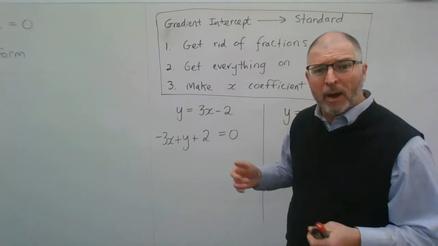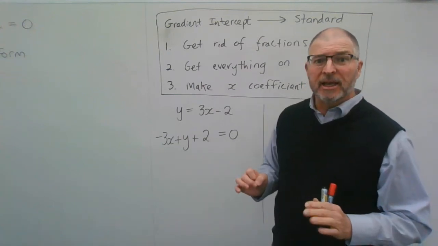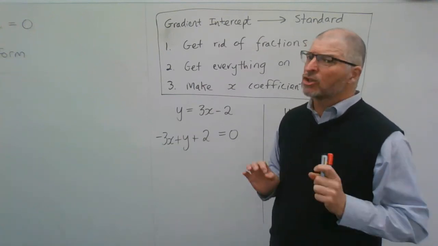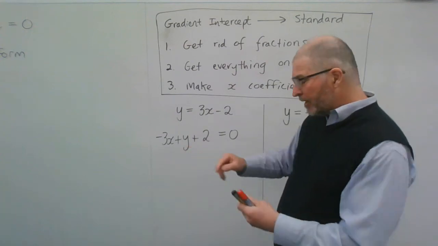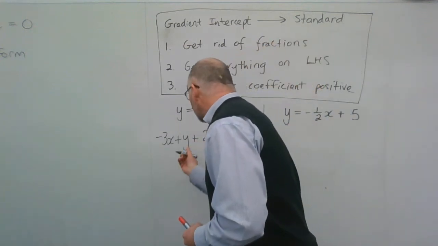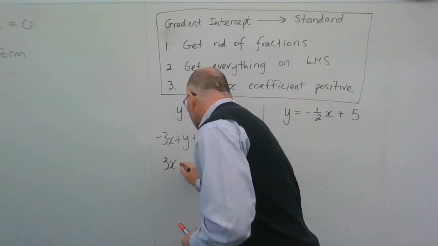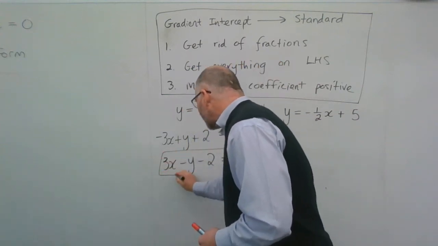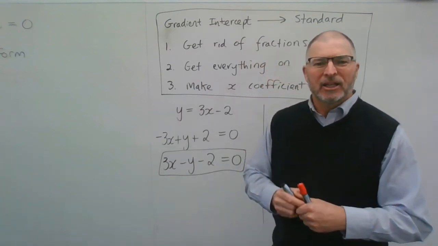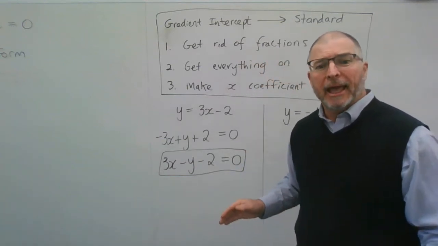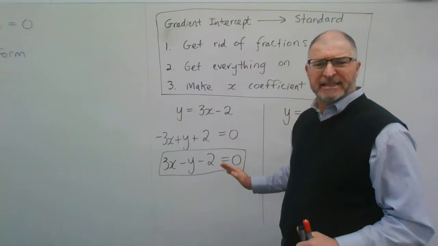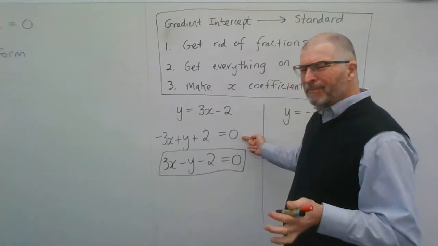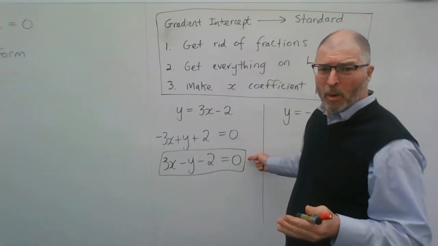Multiplying everything by -1. You can just change all the signs in an equation whenever you want to, as long as you change them all. So I'm going to change all the signs here. I've got 3x minus y minus 2 equals 0. That there would be written in general or standard form in the most conventional, most acceptable way. This here, that'd be acceptable, but that's what we're after.